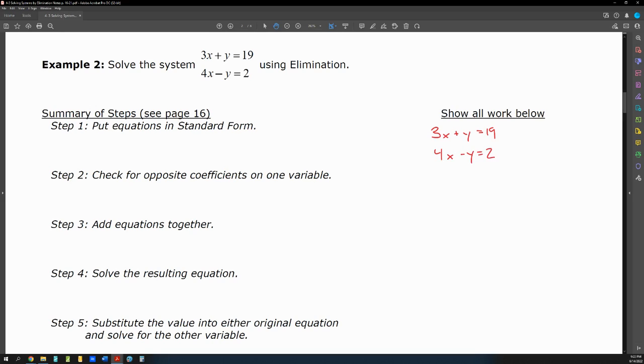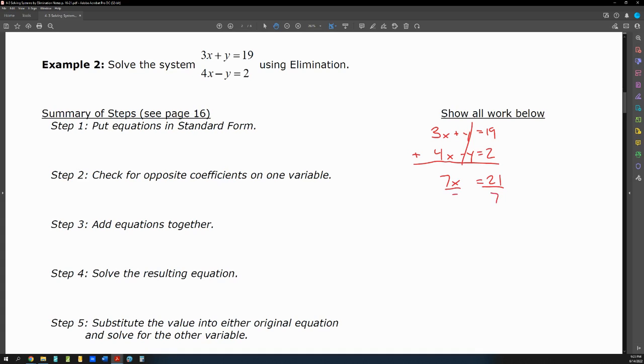Step 2, check for opposite coefficients. Do we have the same number in front where one's positive, one's negative? We do. We have it in the y terms. So step 2 is already done too. Step 3, we're just going to add the equations together. 3x plus 4x is 7x. y plus negative y cancels out. Bring down your equal sign. 19 plus 2 is equal to 21.